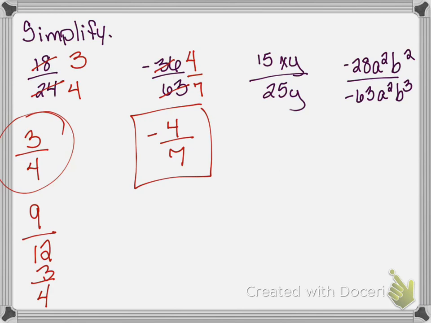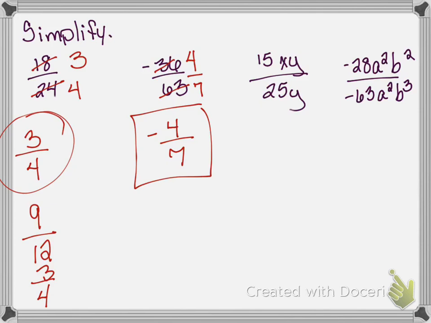Okay, the next one. Now we're going to start putting variables into it. Every one of these is a monomial divided by a monomial. We don't have any binomials and we don't have any trinomials. We are only dealing with monomials. Monomials are all multiplied together. They don't have any addition and subtraction. That's what a monomial is. So we can treat those the same way that we treat numbers.